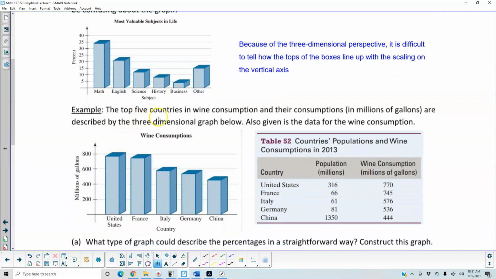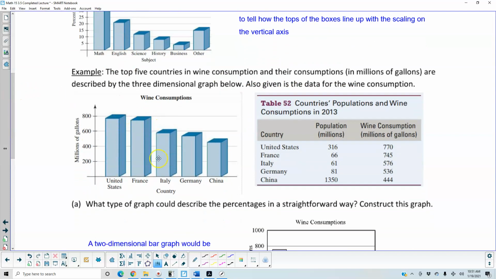Example: the top 5 countries in wine consumption and their consumptions in millions of gallons are described by the three-dimensional graph below. Also given is the data for the wine consumption. So here's the wine consumption. Here is the three-dimensional bar graph. You have United States, France, Italy, Germany, and China. It goes from 0 to 200, 400, 600, 800 millions of gallons.